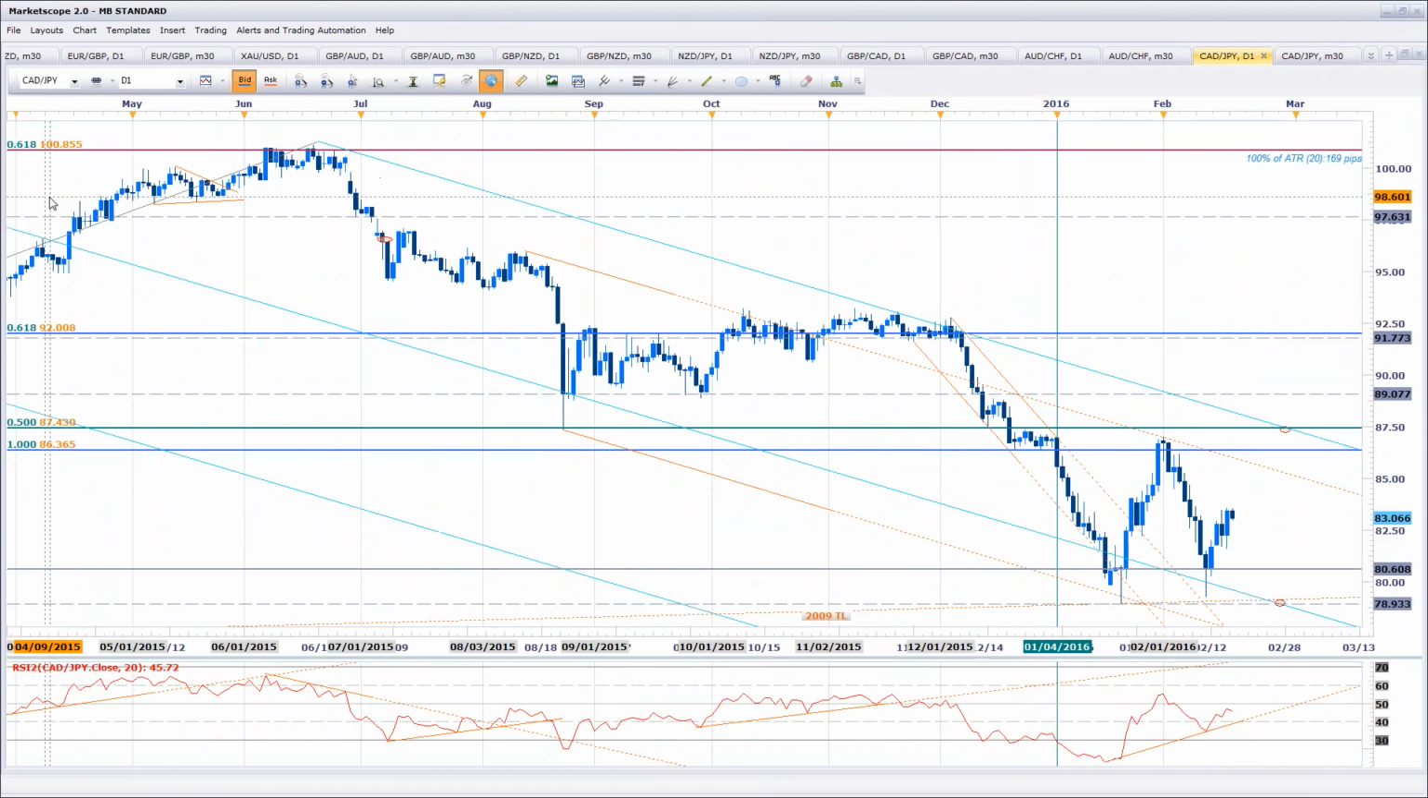Here's the broader trade on the daily chart of where we are. The broader range for 2016 is just the January calendar.